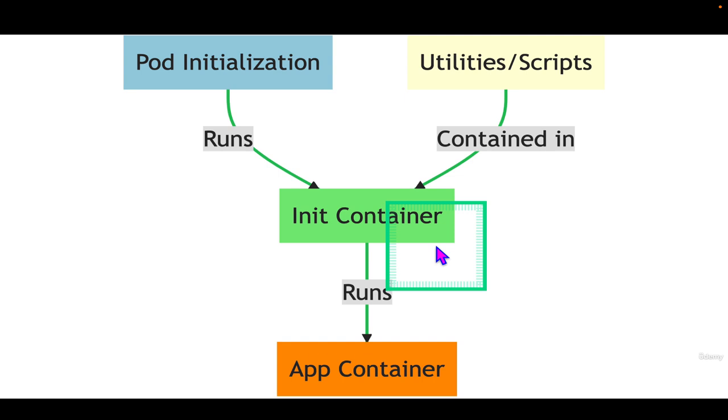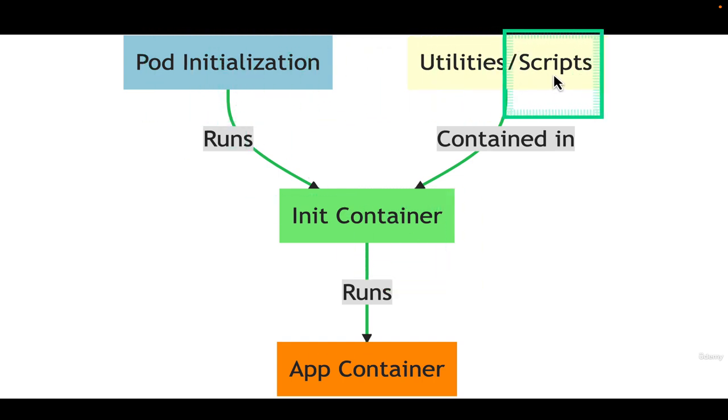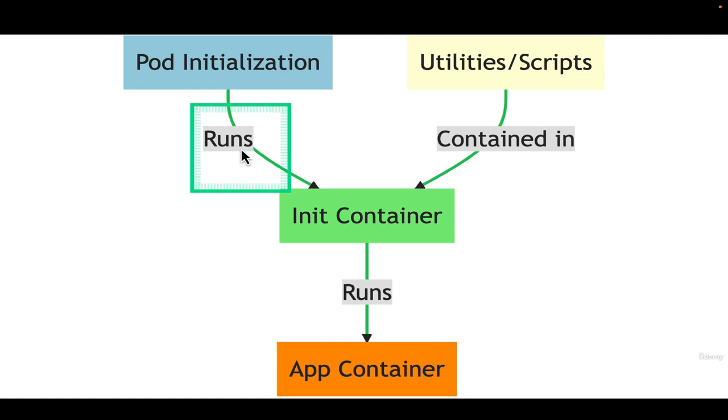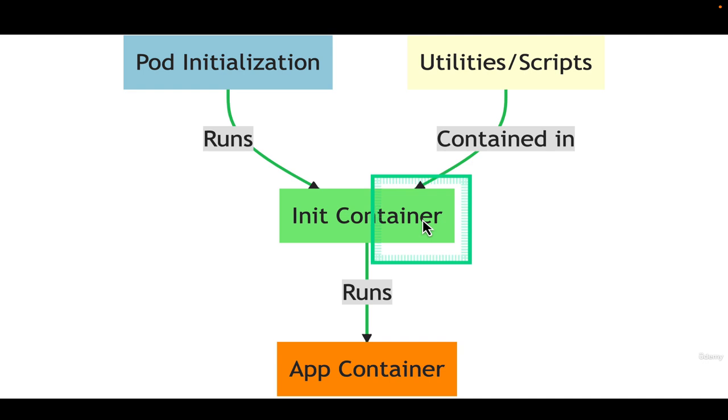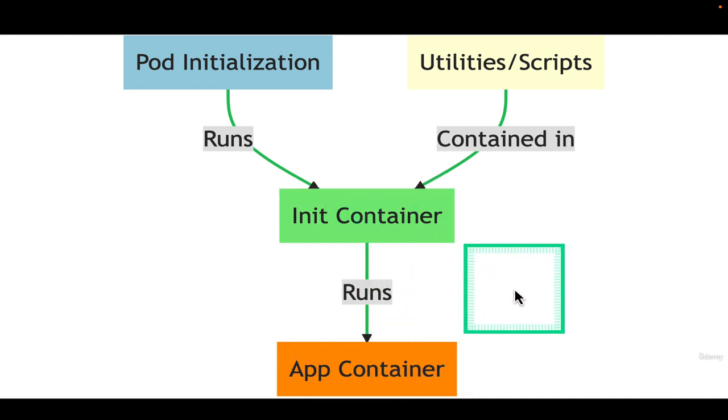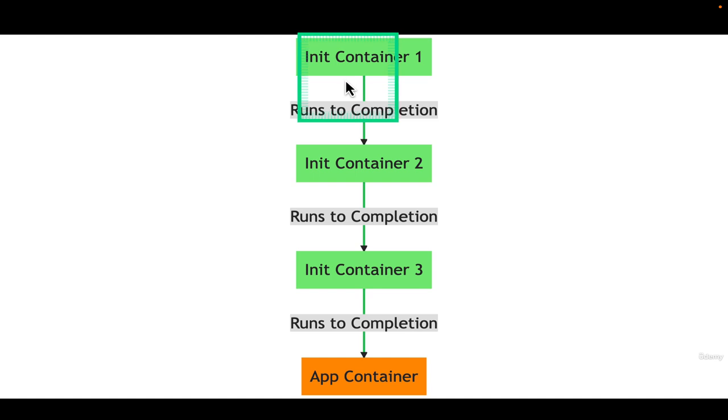So we have something like pod initialization and utility scripts which can be run using init containers, or those utility scripts can be contained in init containers, and this must run to completion before the app container starts. For example, if you have multiple init containers, the first will run to completion, then the second, then the third, and finally the app container.